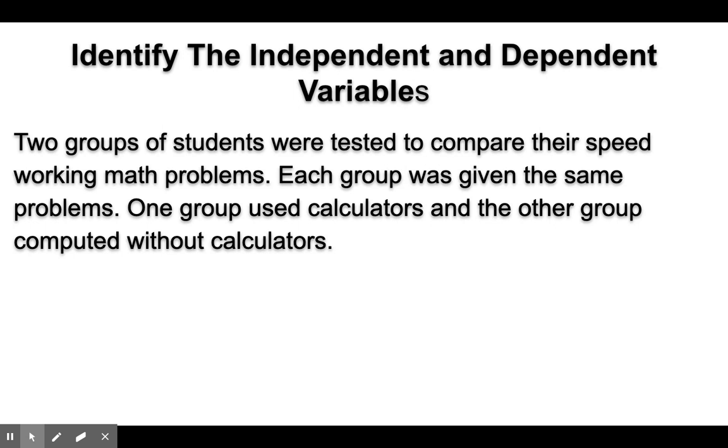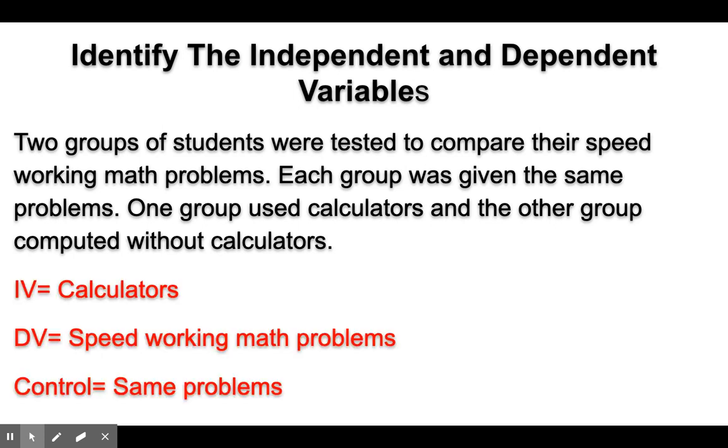Okay? So again, what are we changing? What are we manipulating? That's the independent variable. Okay? So we are changing calculators. One group gets them, the other group doesn't. The dependent variable is what responds to that change or what we are measuring. What we are measuring, what responds to that change, is the speed at which the students are solving the math problems. The control, okay? Well, each group would have to get the same exact questions or same problems, okay?